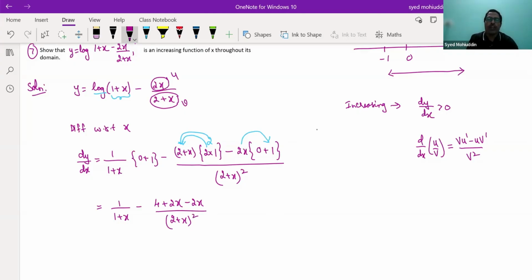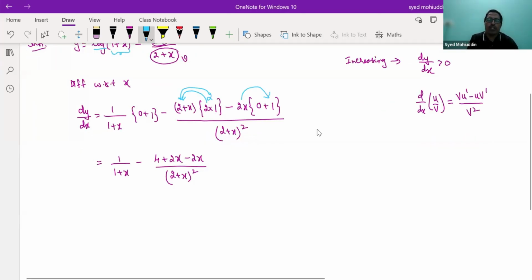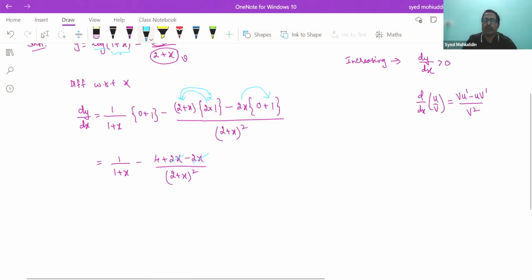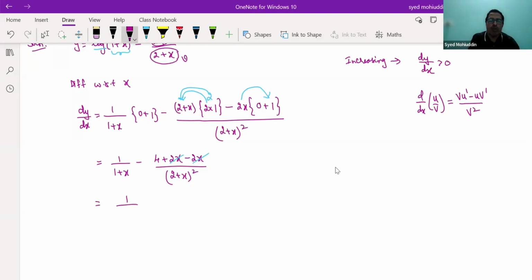Now further, if you observe over here, this plus 2x and minus 2x will cancel out, and in the numerator you just have the value 4. So 1 by 1 plus x minus, how much is left over here? It is only 4 by 2 plus x whole square. So the derivative has been obtained, but this derivative value should be greater than 0. But how to check whether it is greater than 0 or not?